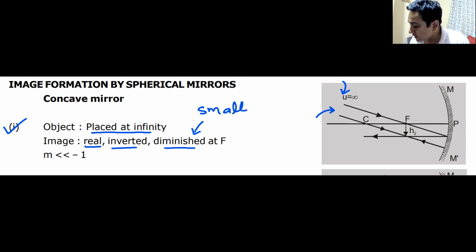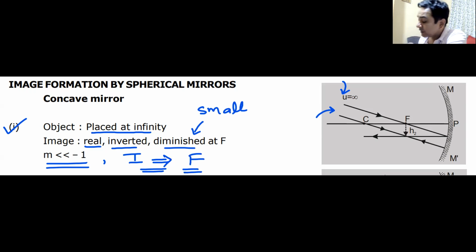Very, very small, which is given by the fact that the magnification is very, very small compared to minus 1. Do we understand this? When the object is placed at infinity, the image formed by the concave mirror is always real. It is inverted and it is very small in size. And this image is formed at the focus of the mirror. This image will be formed, as you can see, at the focus of the mirror. I am going to enlarge the view so that you can see it on the big screen.